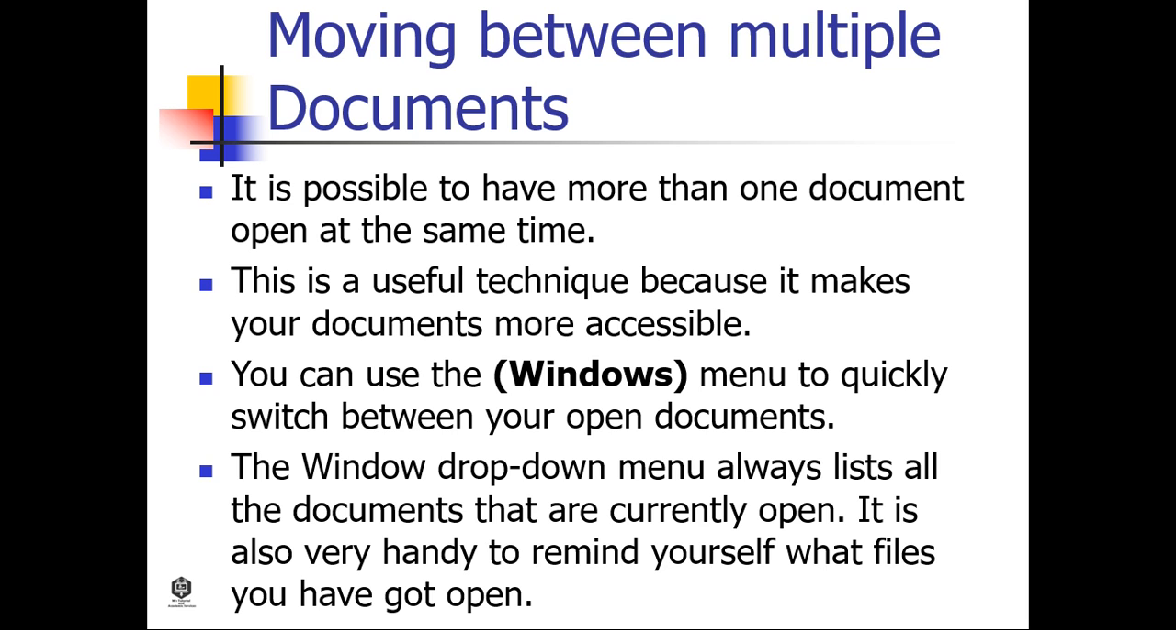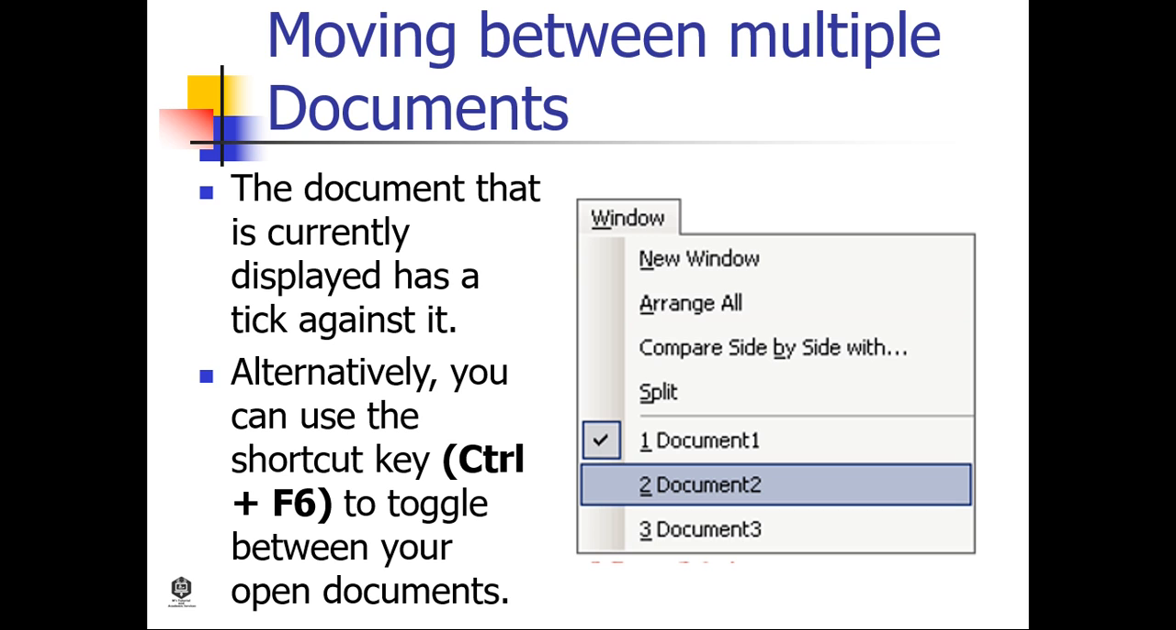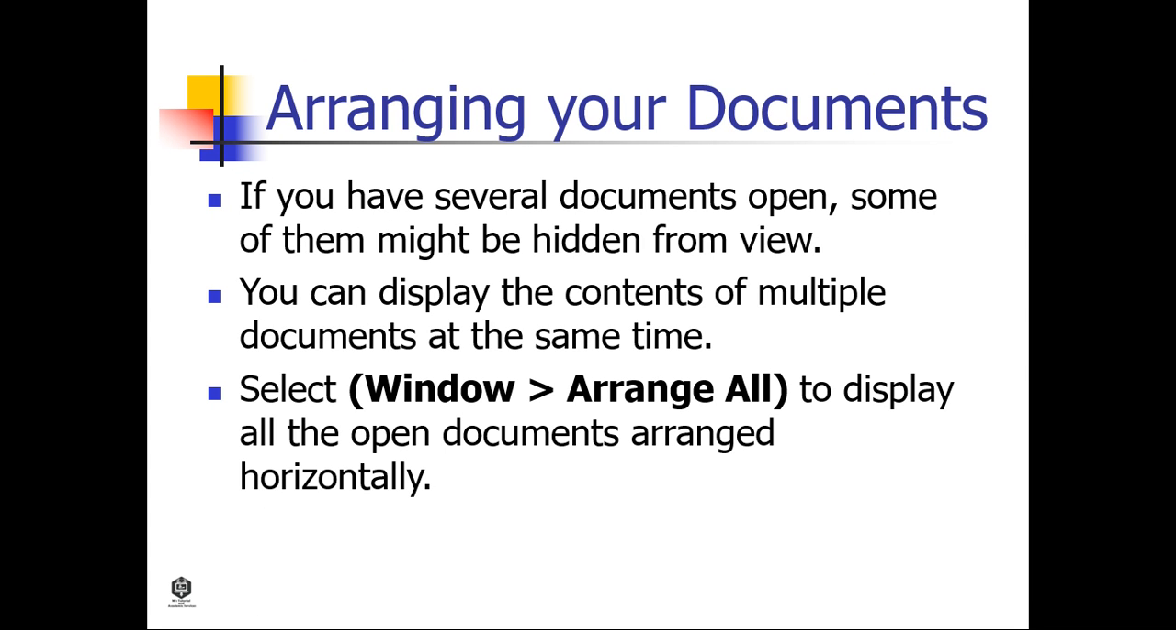You can use the Window menu to quickly switch between your open documents. The Window drop-down menu always lists all the documents that are currently open. It is also very handy to remind yourself what files you have open. The document that is currently displayed has a tick against it. Alternatively, you can use the shortcut key Ctrl F6 to toggle between your open documents.